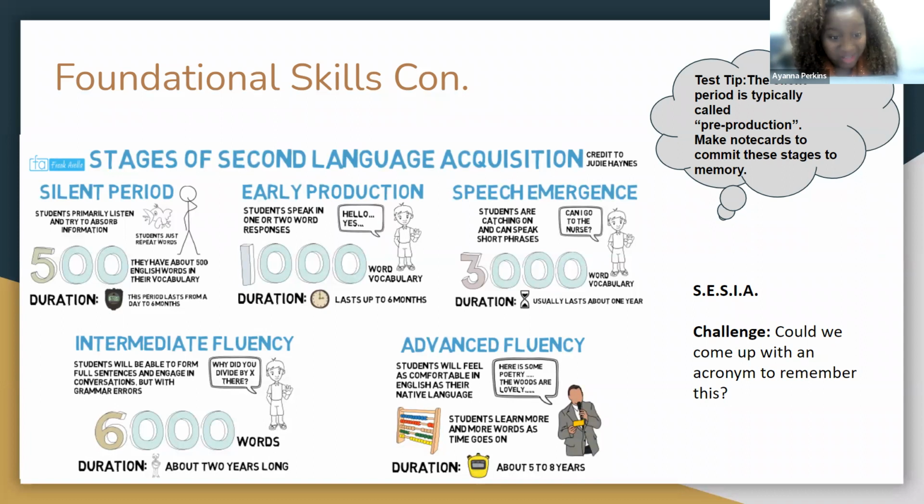Then we have early production. Students will speak in 1 or 2 word responses. So that's where you're saying hello, yes. They might have some short phrases and they have 1,000 words at least. And then remember that this is pretty fluid. So a student might show signs of being between the silent period and early production. Then we have speech emergence. So students are really learning how to speak a little bit more and they're doing more sentences.